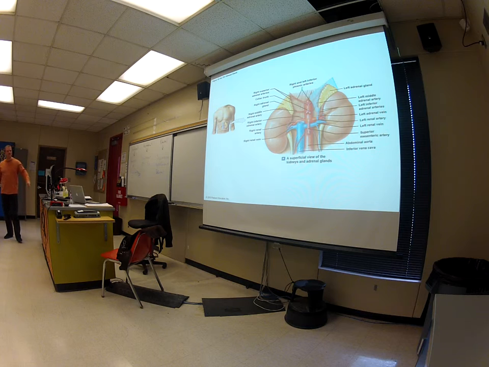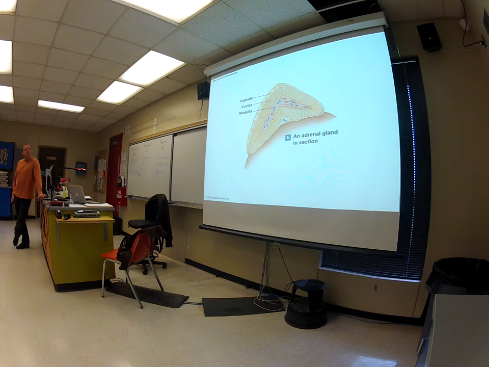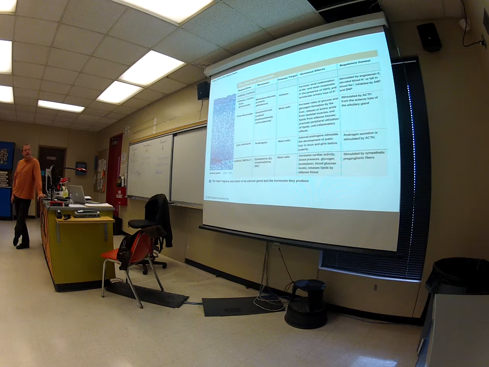Okay? So, location? Well, it sits atop the kidneys. Sits right on top of the kidneys. That's 2 parts, the cortex and the medulla, and we know what is secreted from both now. There you go. Capsule, cortex, medulla. And cheat sheet. Yay! Cheat sheet.